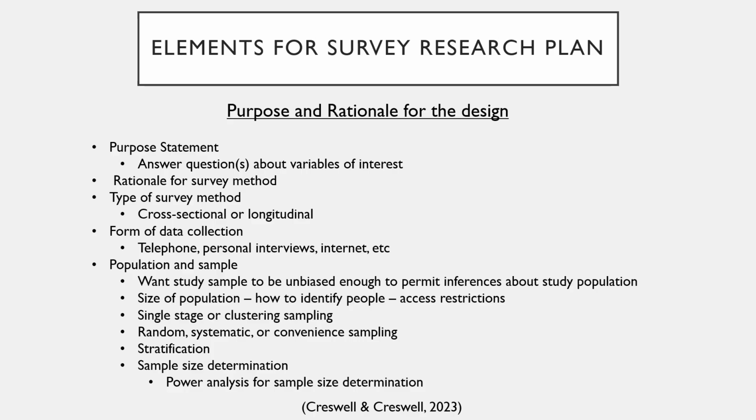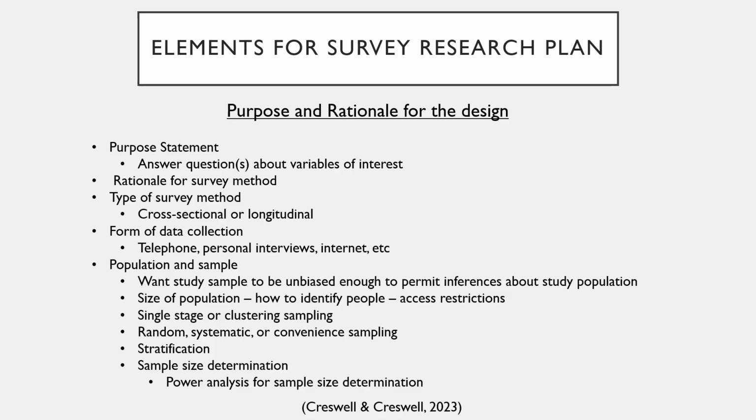So you want your study sample to be unbiased enough to permit inferences about the study population. And as I discussed earlier, for the example I gave with nurses, the study sample would be all ER nurses. But the study population would be ER nurses from 5 different hospitals across the country. So your study population is a smaller percentage of your full study sample.